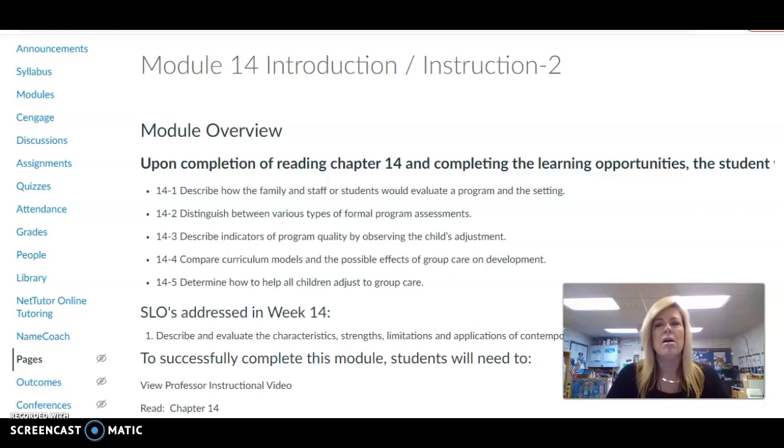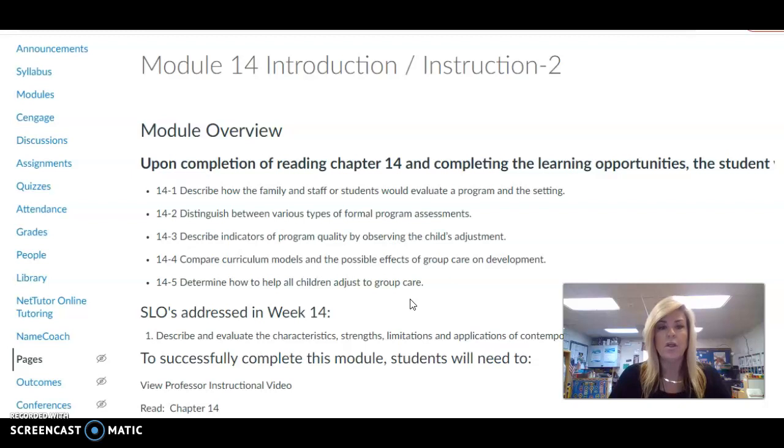Under our instructions, we have a module overview for you. And this week we will be reading chapter 14 in our textbook. Before you read, you want to make sure to look over this information, these core concepts that I want you to take away.